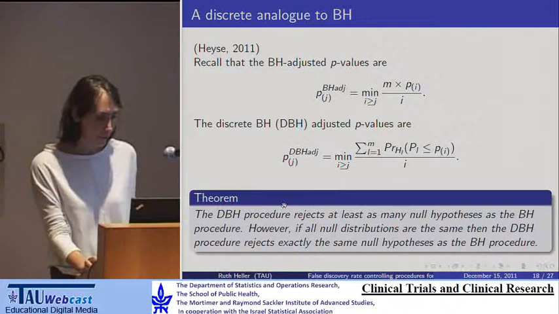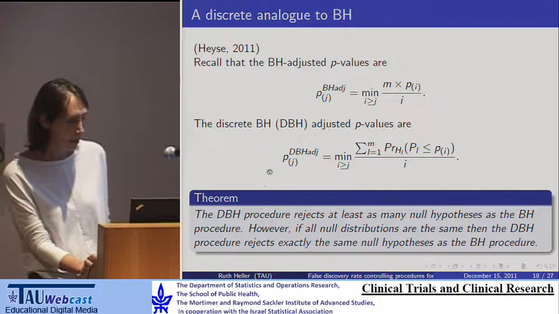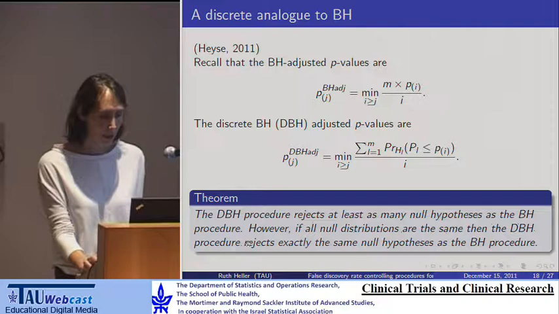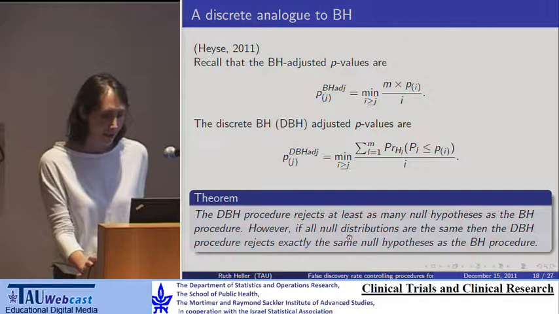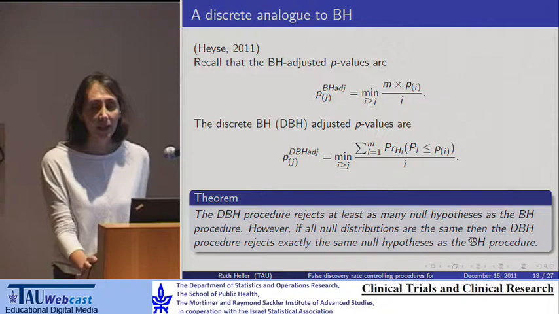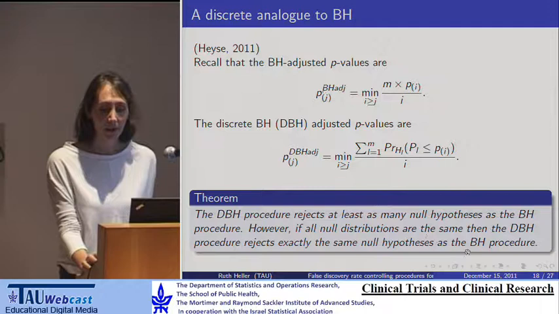And therefore, it's immediate that this procedure, which I denoted by the DBH procedure, rejects at least as many null hypotheses as the BH procedure. However, and that's an important point, if all the null distributions are the same, then the DBH procedure rejects exactly as many null hypotheses as the BH procedure. They become identical.